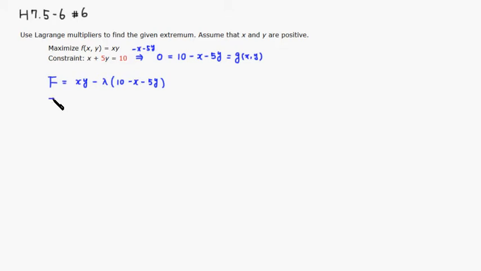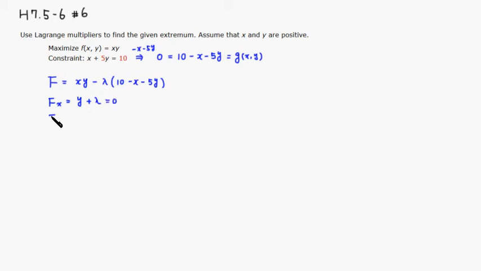So we have a partial of f with respect to x. It's going to be, right, partial of that with respect to x would be y, right? Partial of this is going to be negative 1 times negative lambda, so it's going to be plus lambda, right? So set that equal to 0.